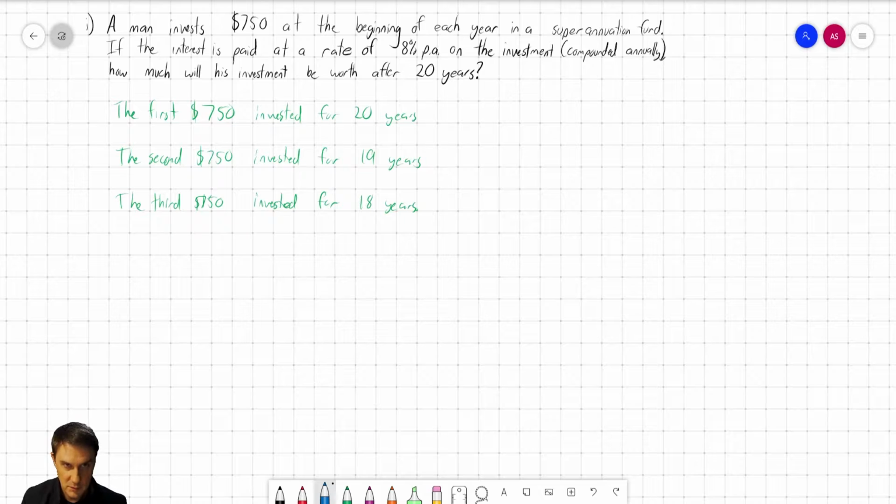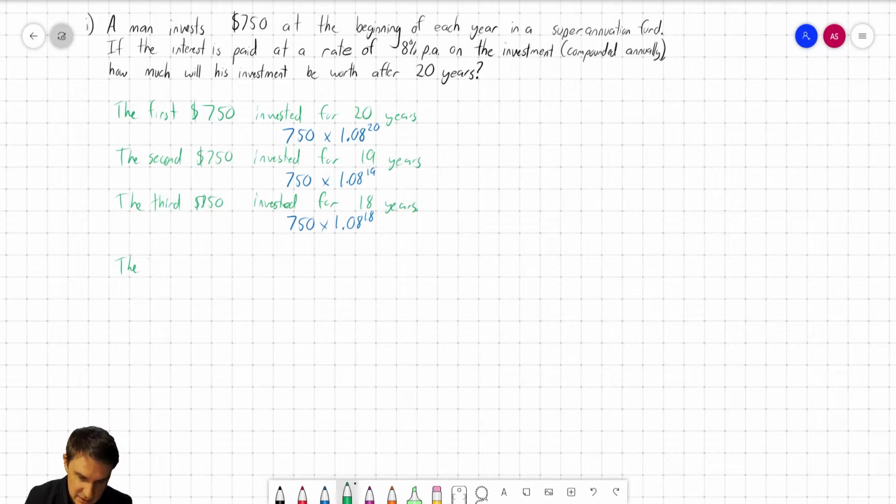What we're going to do is use compound interest for this. Using the compound interest formula, for the first year, it's going to be 750 times, the rate is 8%, so this will be 1.08 to the power of 20. For the second year, it's going to look similar, but it's going to be 1.08 for 19 years. Then we're going to have 750 times 1.08 for 18 years for the third year. Now, we're just trying to establish a pattern at this stage. And if we get to the last year that it's invested, the $750 is invested for 1 year.